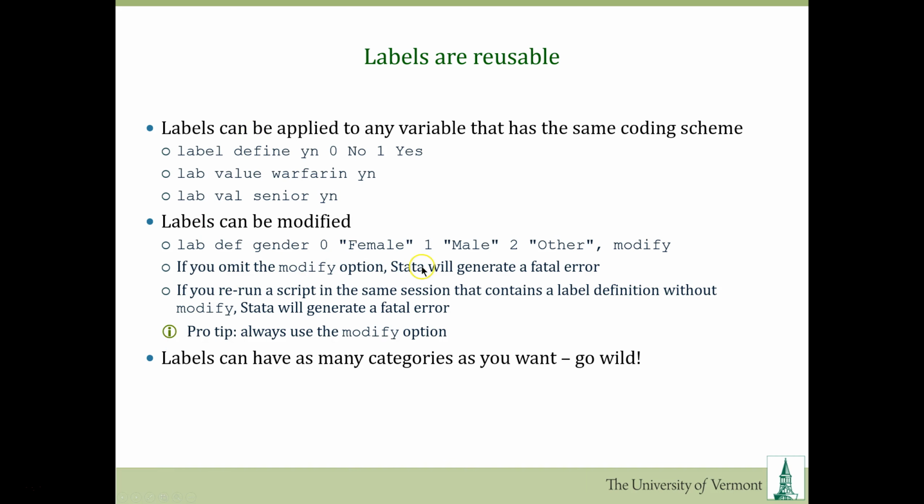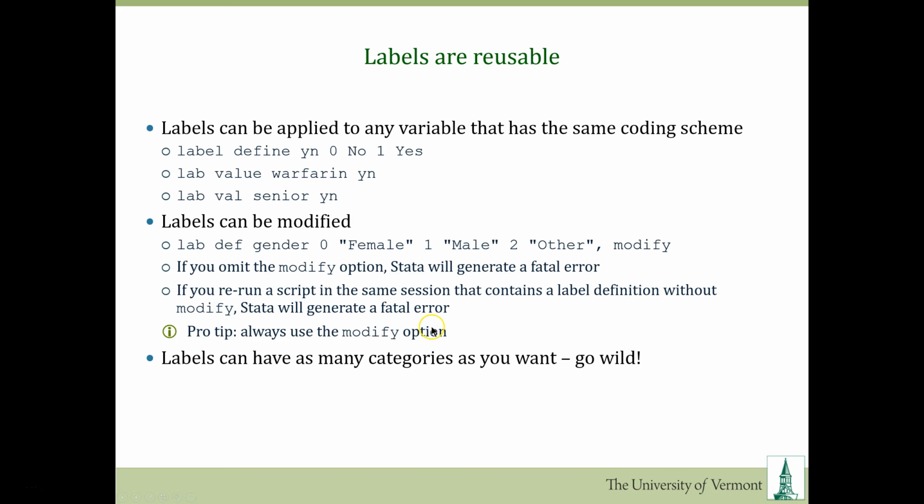If you omit the modify option, Stata will generate a fatal error. By the way, in this example, I reassigned 0, 1, and 2, but as you saw me do on the live screen, you don't need to reassign it if you don't want to change it. Now, if this is in a script, and you run the script again in the same session, for one that you defined earlier, you redefine it, it's going to hit that command and say, well, wait a minute, I can't redefine gender. So I always stick modify in. So that's a pro tip. Always use the modify option.